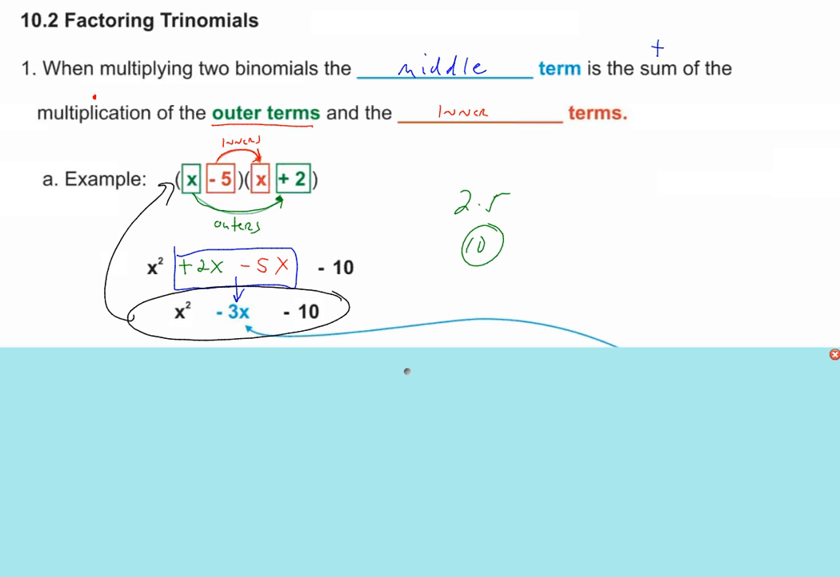Kind of understand what's going on? Factoring is a means to an end. It's unmultiplying so we can do other things. But right now, we just got to teach you how to unmultiply. All right, let's get into these trinomials.